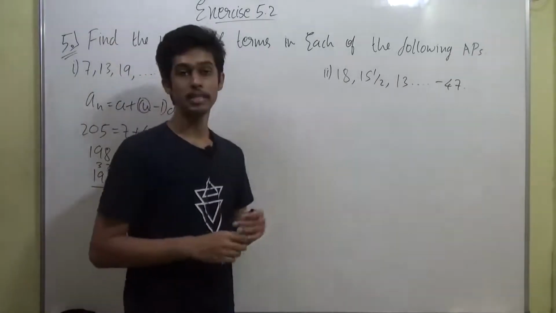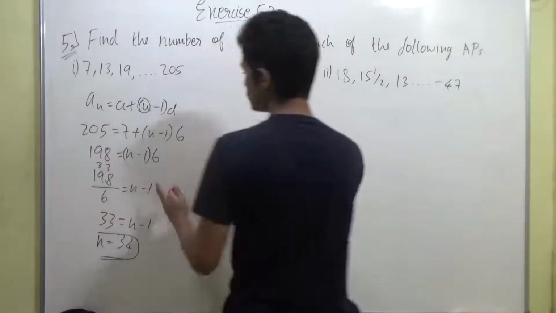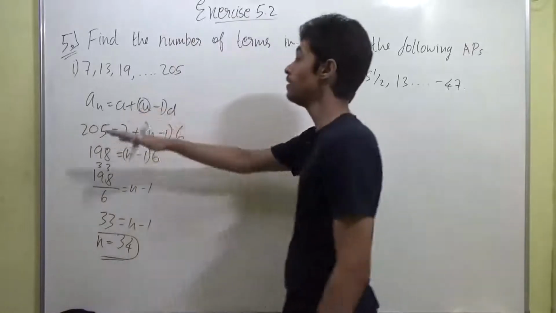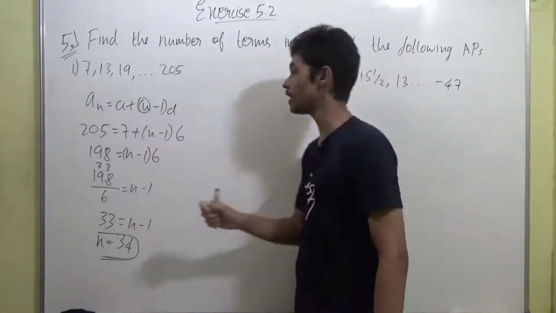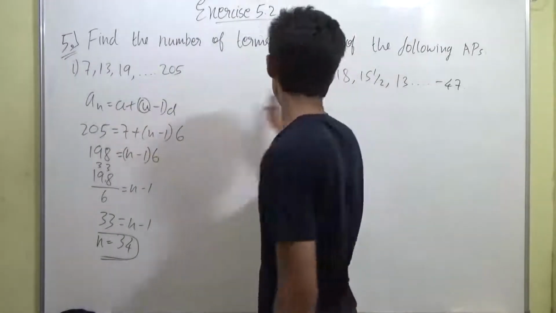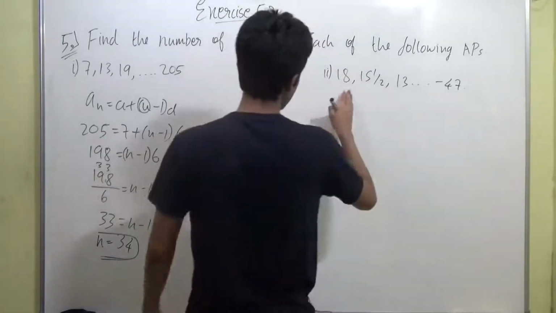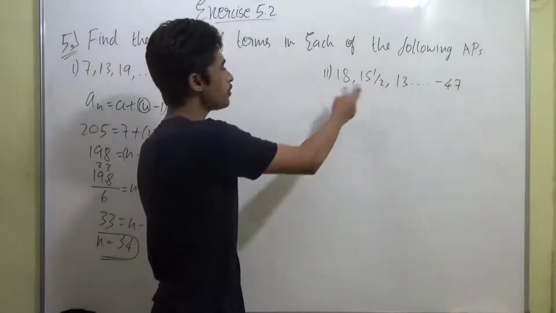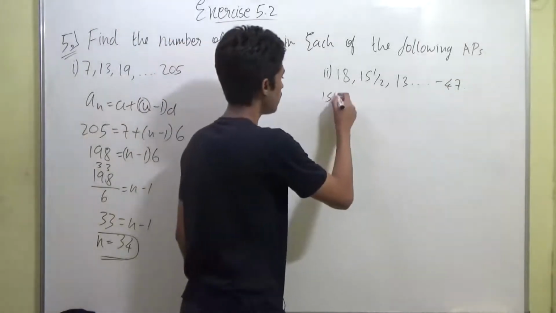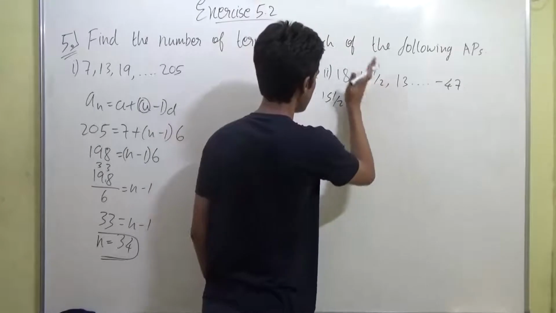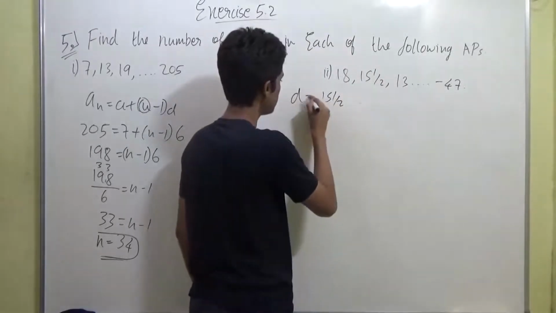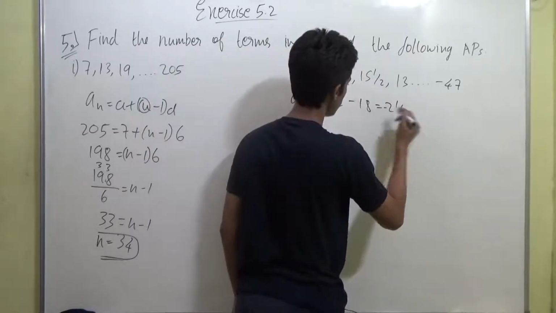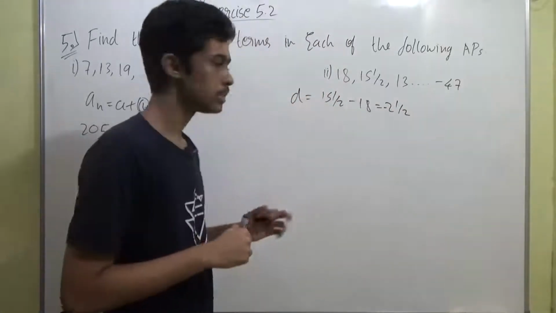Now let's go to the second sub question. It is the same thing, guys. Whatever we did here, we are going to do the same thing here as well. We'll use this formula. We know a of n, that is minus 47, and we also know a, that is 18. We also know d. What is d here? d is minus 2.5. How? If you take the difference between them, a2 minus a1 is the d, so d is 15.5 minus 18, which becomes minus 2.5. Getting it, guys? So d becomes equal to minus 2.5.